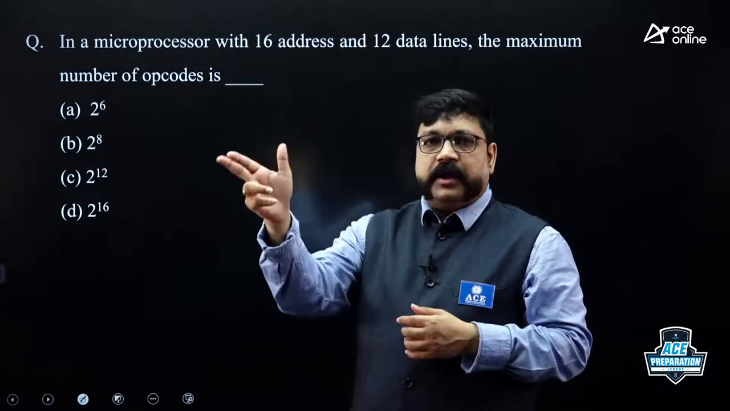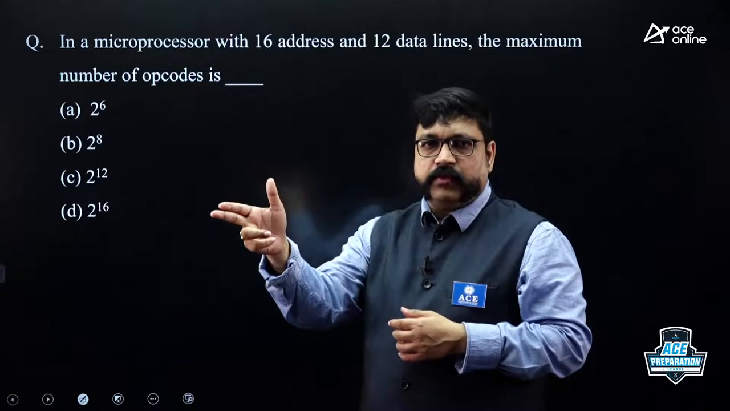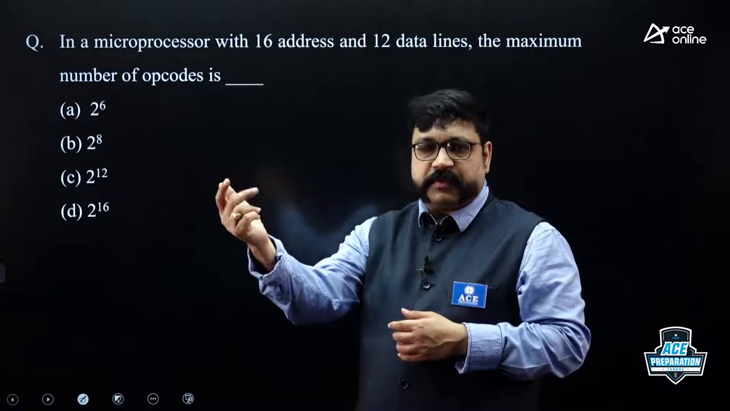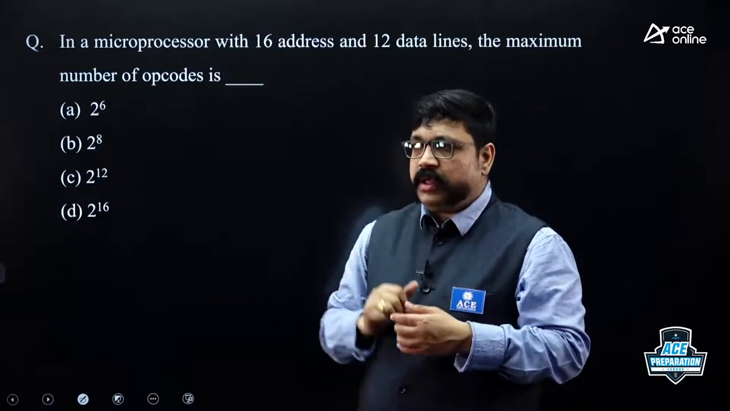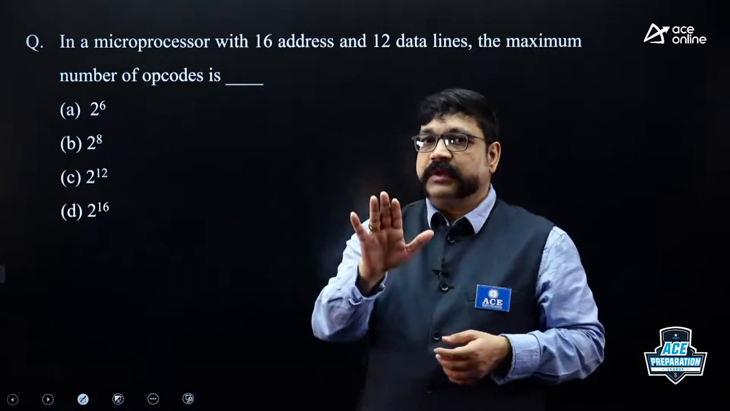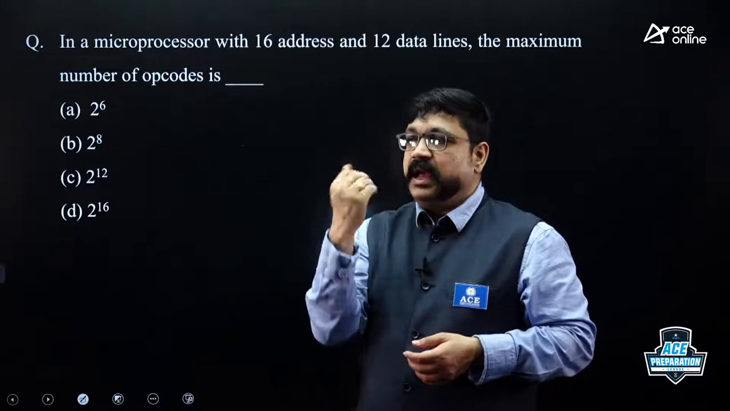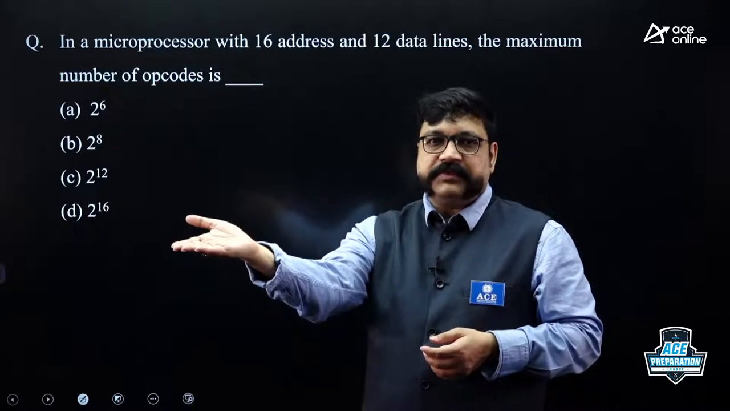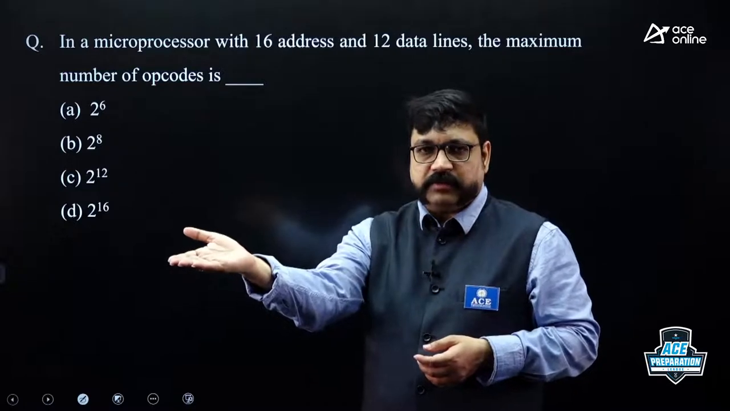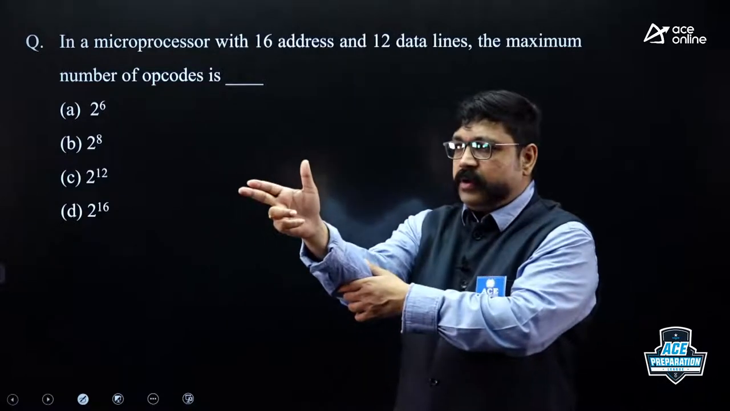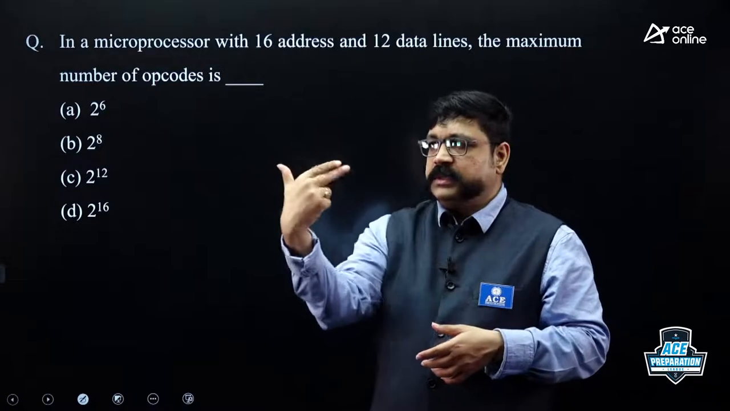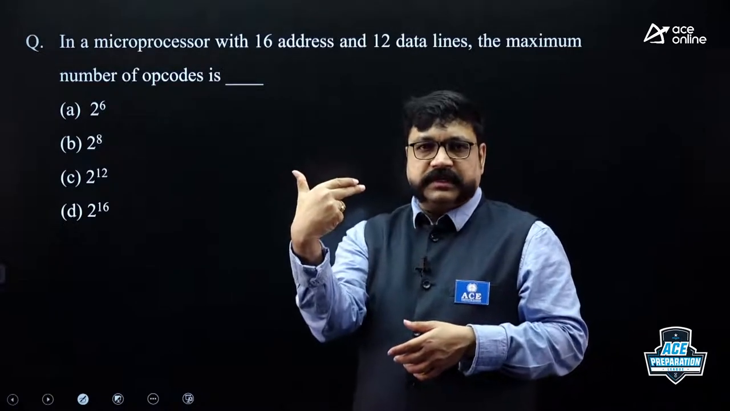Then I will generate a read control signal telling that slave to give me the data or opcode. Then when that slave gives me the information, which may be data or opcode, I cannot receive it via the address bus. Address bus is meant for sending only address, not for receiving anything. Address bus is unidirectional. I cannot receive anything via control bus either. Control bus, I will generate control signals, or I will receive some control signals like interrupts.